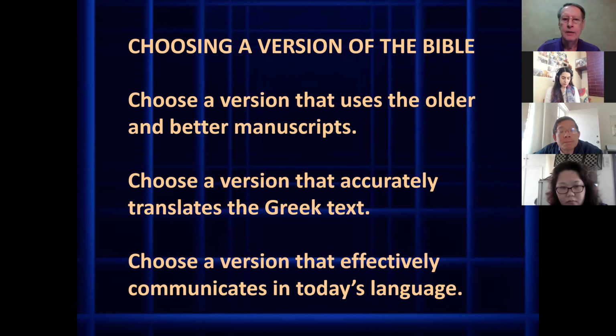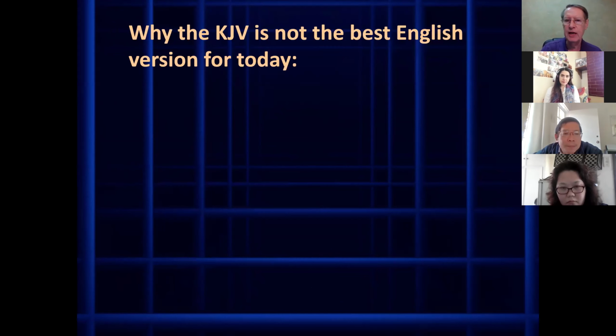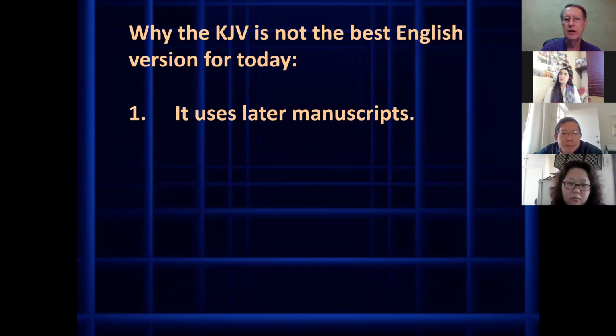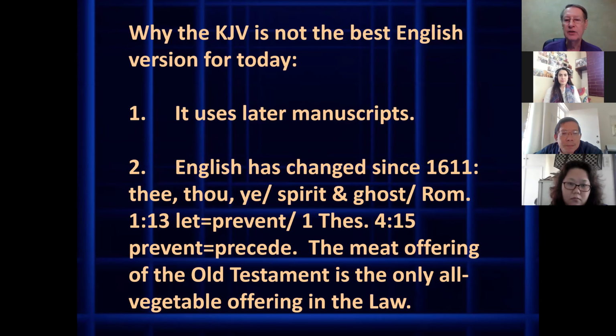And if you look at this, the King James is probably not going to be the best because it uses later and more corrupt manuscripts. And the English has changed since 1611. It uses thee, thou, and ye, which we don't use anymore. The difference between spirit and ghost. The word ghost today refers to a spirit that is taking on a bodily form, like in a haunted house. And spirit fits much better. Some words mean the opposite of what they meant in 1611. The meat offering in the Old Testament is the only all-vegetable offering in the law. So there are some good reasons for not using the King James in today's world.